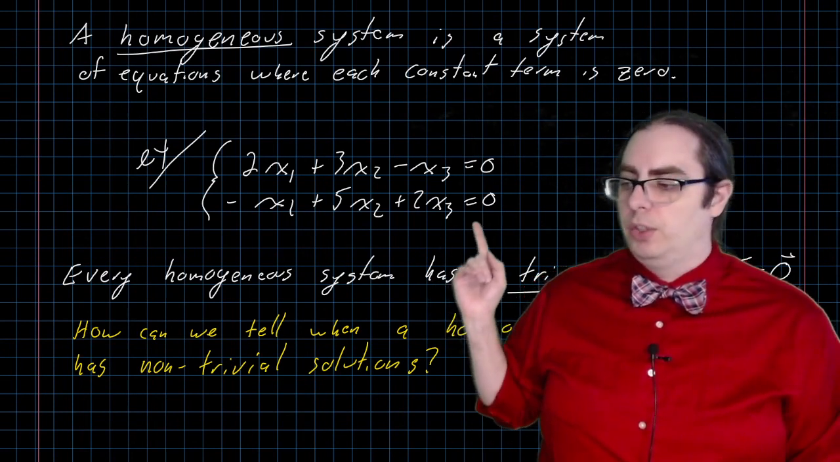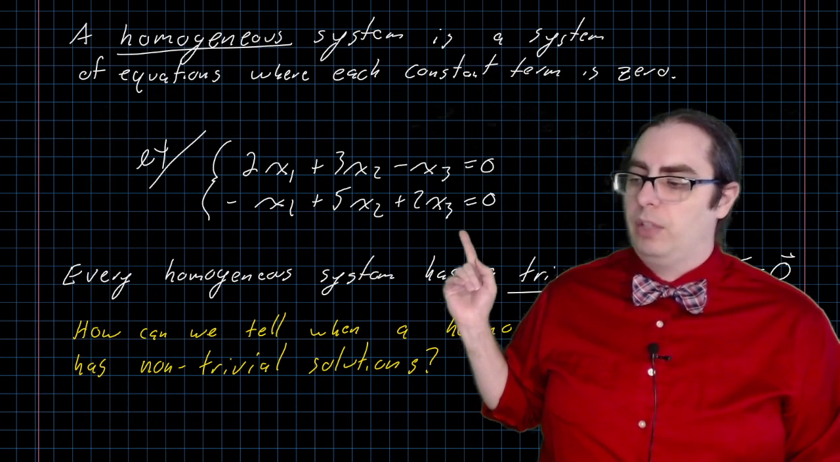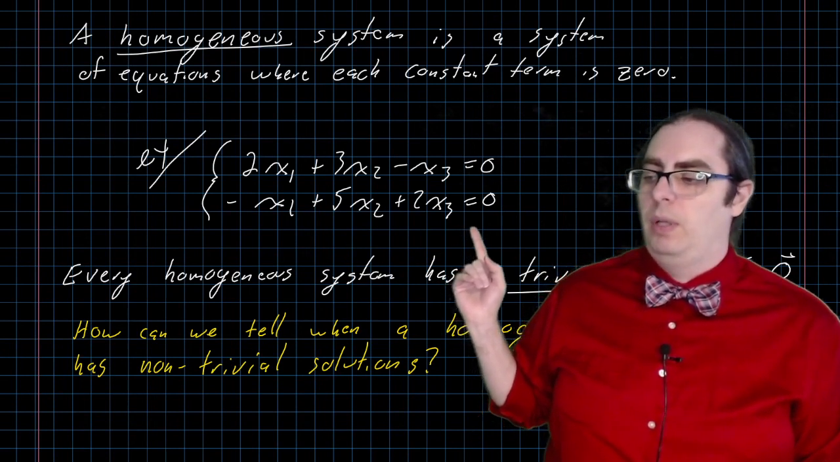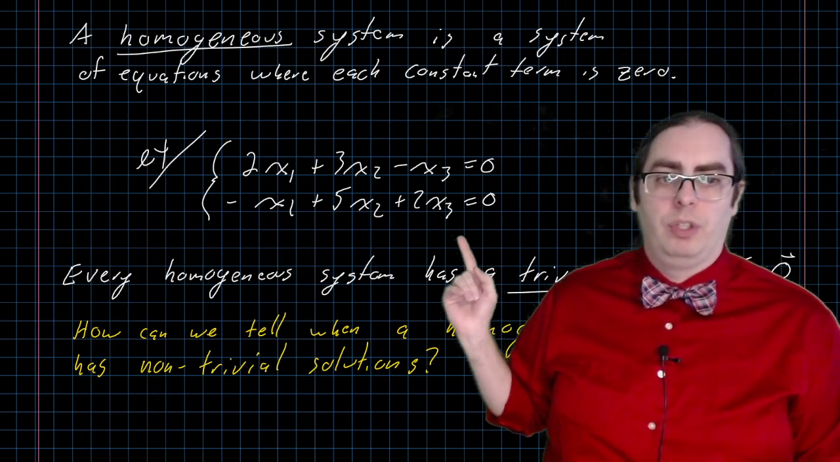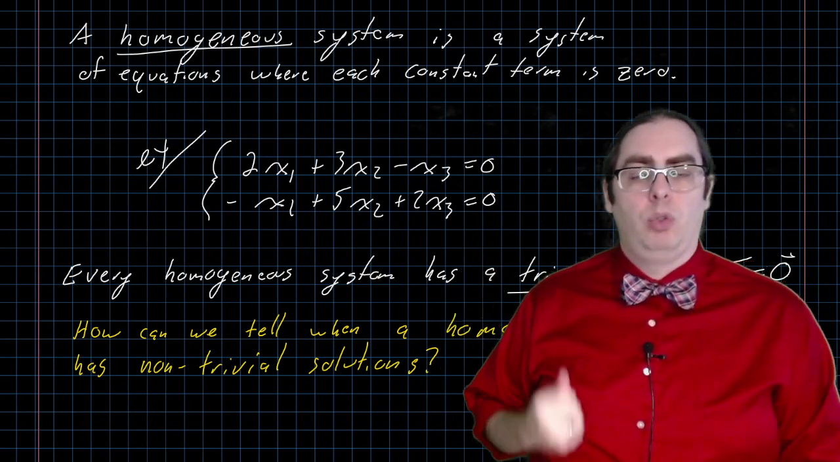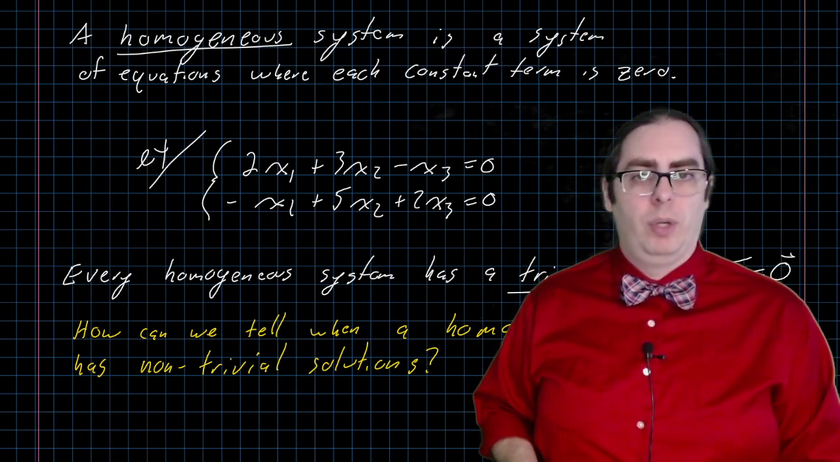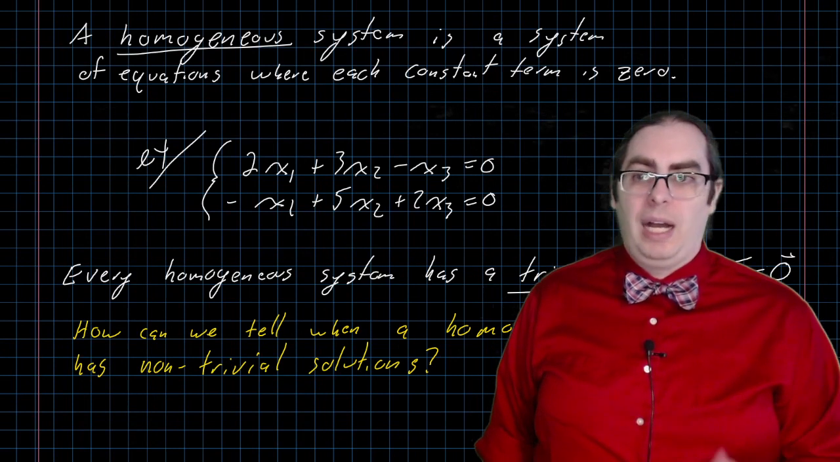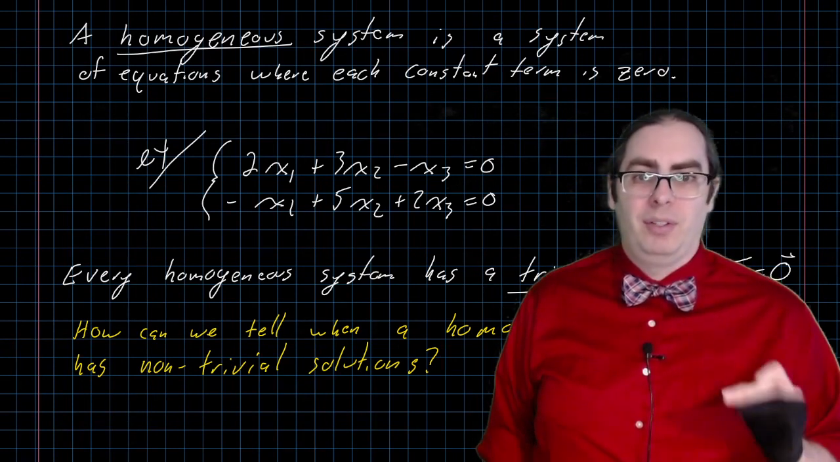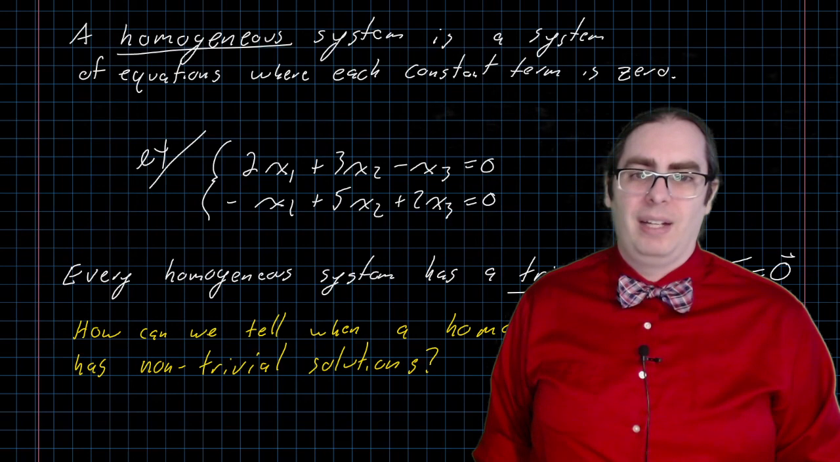I wrote the equation 2x1 plus 3x2 minus x3 equals 0, minus x1 plus 5x2 plus 2x3 equals 0. And I would like you to solve this system of equations. It should have non-trivial solutions. See what they are, write them out, see what you can do with that, and I'll see you in the next video.